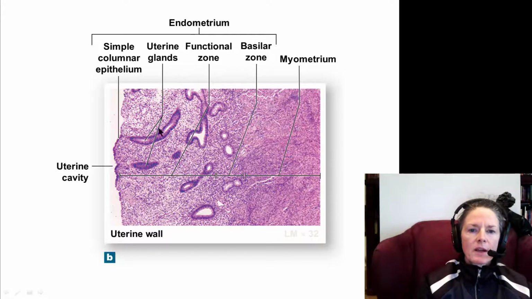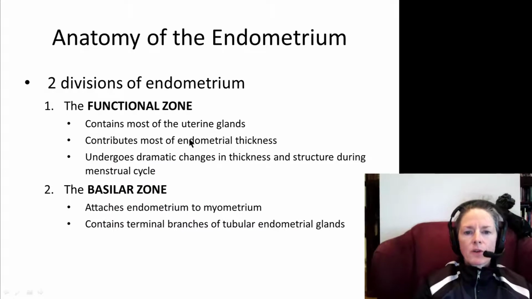Here we have the uterine glands, and we're going to have some simple columnar epithelium out here, and then we have the lumen of the uterus out here. All right, so the functional zone is going to contain most of the uterine glands, and it's going to contribute to most of the endometrial thickness. And this is the part that's going to change during the menstrual cycle.